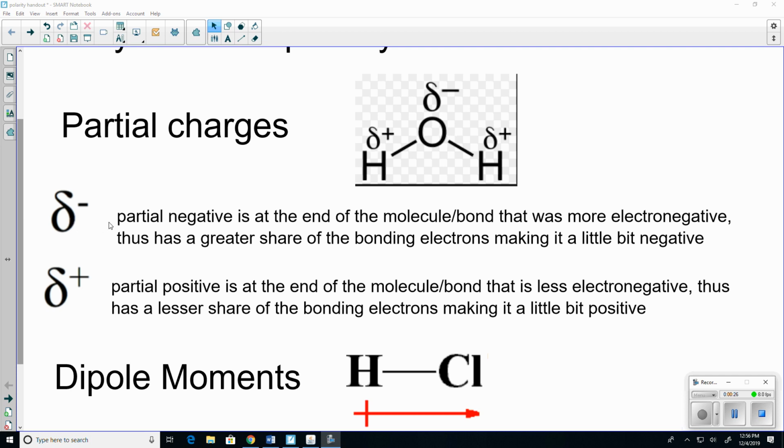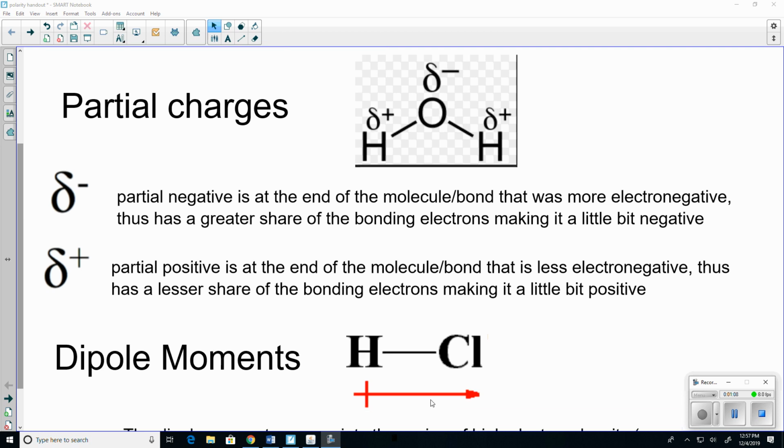What I state right next to the partial negative is this is the end of the molecule that's more electronegative, so it has a greater share of the bonded electrons. Recall that this line between the H and the O is 2 electrons being shared. However, oxygen has a greater attraction towards the electrons than hydrogen does. So even though we draw a line here, it's a little more realistic to think of the electrons closer to the oxygen than the hydrogen. The hydrogen still has a hold on it, but not much of one. That's why it's the partial negative end. The negative electrons are closer to this side than they are here.